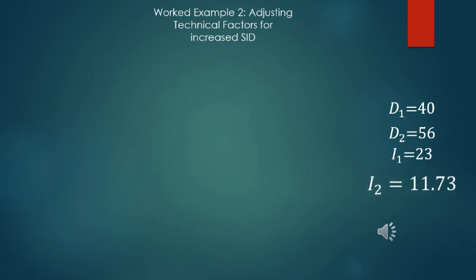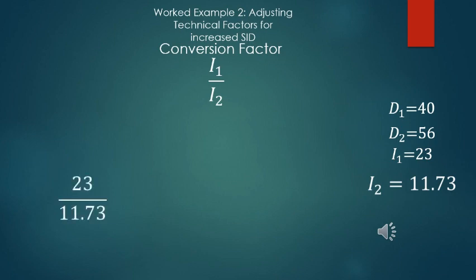If you want to get the same amount of penetration as at 40 inches, you need to increase the mAs at the control panel. But by how much? This can be done with the conversion factor derived from I1 and I2. Since I1 was 23 and I2 is 11.73, you must divide 23 by 11.73 to get 1.96. This conversion factor is then multiplied by I1, 23 mAs, to get 45.09, or 45 mAs for the new setting.